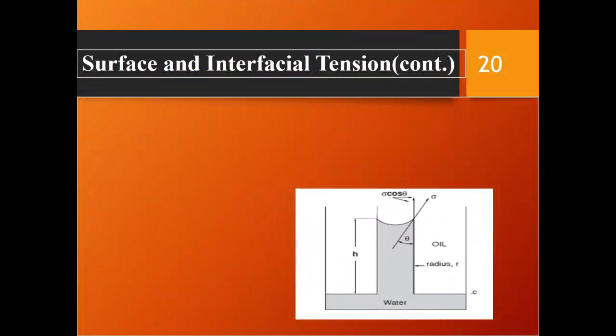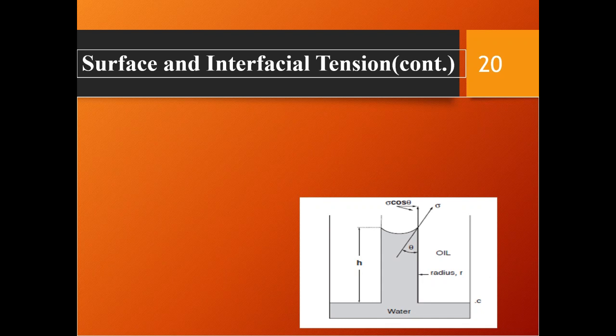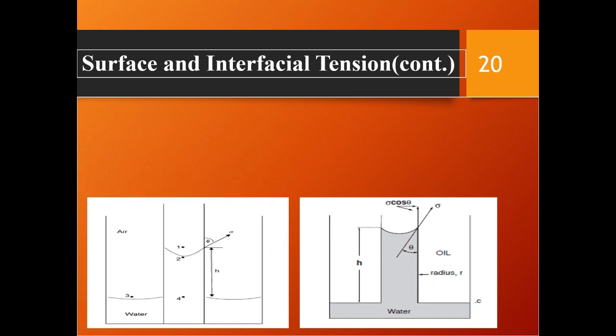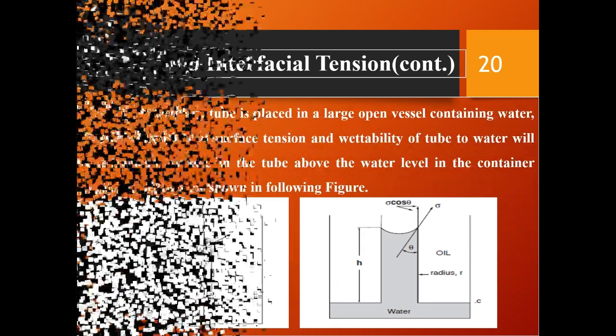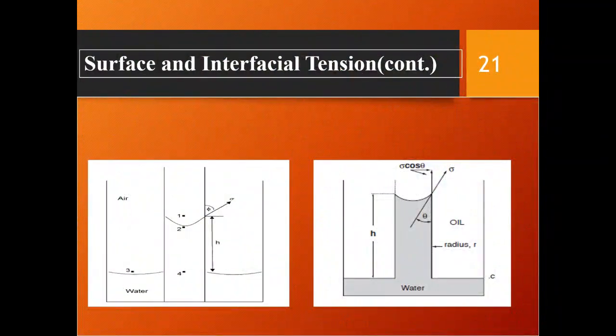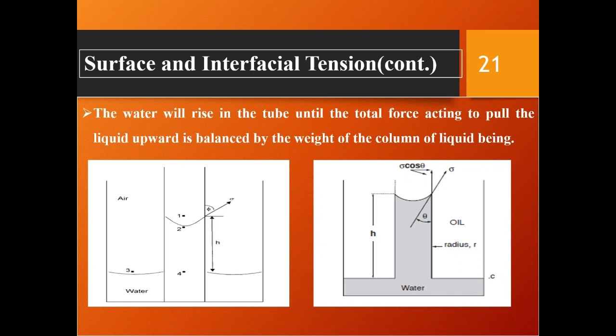If a glass capillary tube is placed in a large open vessel containing water, the combination of surface tension and wettability of the tube to water will cause water to rise in the tube above the water level in the container outside the tube, as shown in the following figure. The water will rise in the tube until the total force acting to pull the liquid upward is balanced by the weight of the column of liquid being supported in the tube.